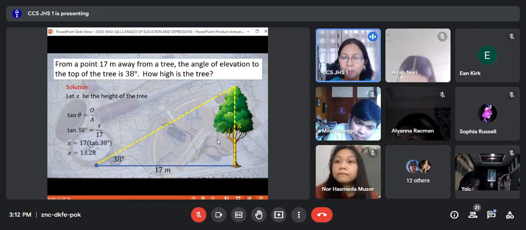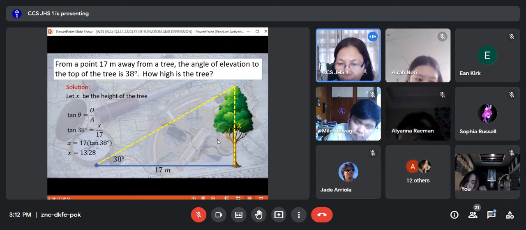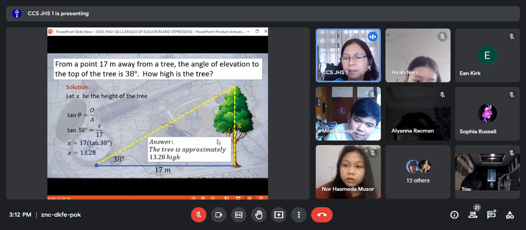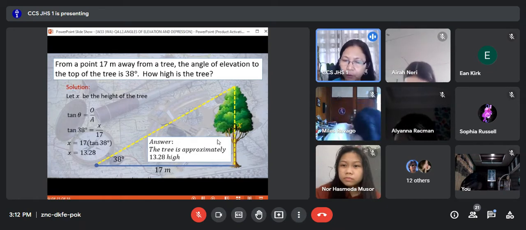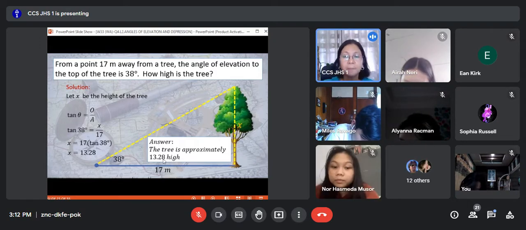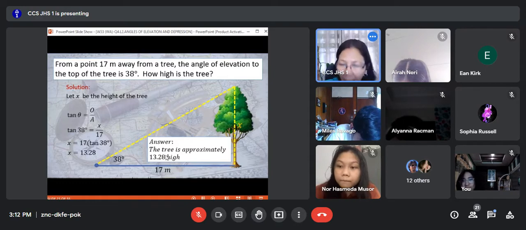Now, this is a word problem. You have to answer in sentence form. What is asked? How high is the tree? So therefore, the answer is the tree is approximately 13.28 high. Meter, sorry, there should be a unit here, class. 13.28 meters high. Or the tree is 13.28 meters high.